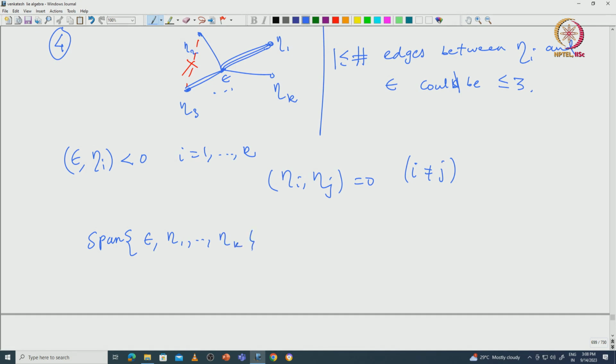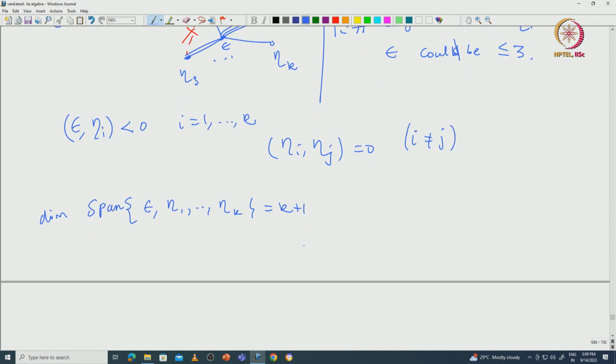eta k. So, note that all these epsilon, eta i's, they are all distinct, and again it is a subset of an admissible set, so it must be linearly independent. So, the dimension of this space must be k plus 1, and the eta i's, they are all orthogonal and they are unit. So, already you have an orthonormal subset. So, this eta 1 to eta k, this is an orthonormal subset of this subspace.